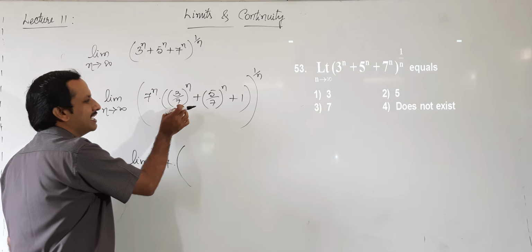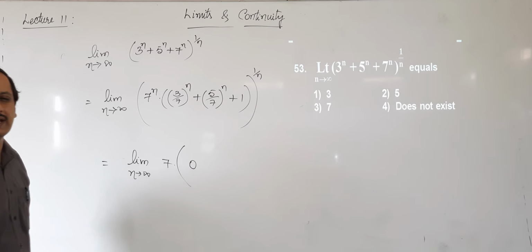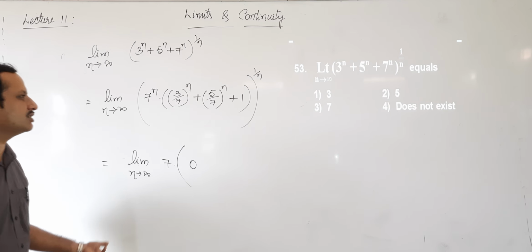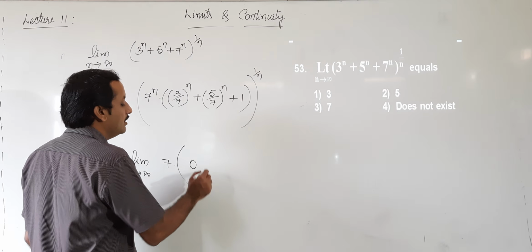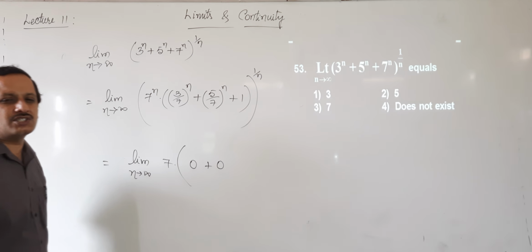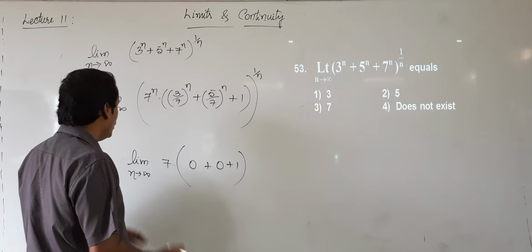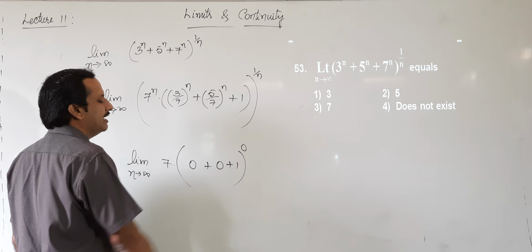Into, as n tends to infinity, this will become 0. 3 by 7 whole power n, that fraction is less than 1, so as n tends to infinity, that fraction tends to 0. Similarly, 5 by 7, that fraction is also less than 1, so as n tends to infinity, that fraction will also become 0. Plus 1, whole power as n tends to infinity, 1 by n will tend to 0.